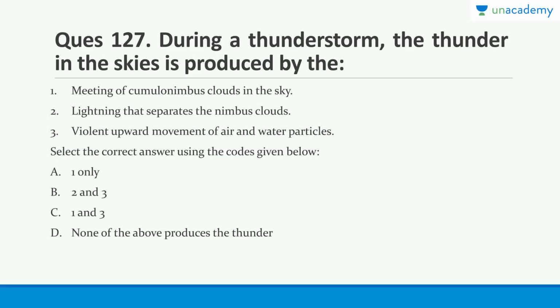Question number 127. During a thunderstorm, the thunder in the sky is produced by which of the following? Meeting of cumulonimbus clouds in the sky. No, thunder is basically sound which is caused by the lightning. Lightning that separates the nimbus clouds, violent upward movements of air and water particles. Answer is none of the above produces thunder.